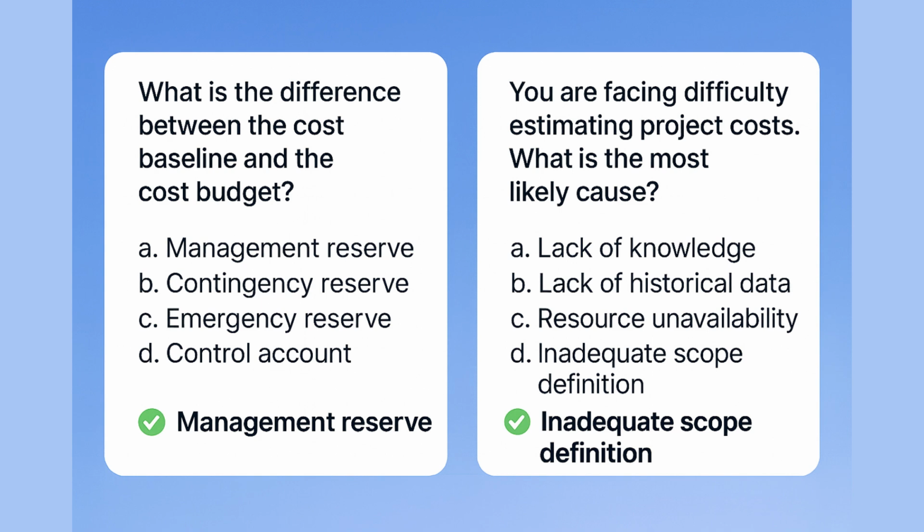What is the key difference between a cost baseline and a cost budget? There are four choices given here: management reserve, contingency reserve, emergency reserve, control account. The answer is management reserve.